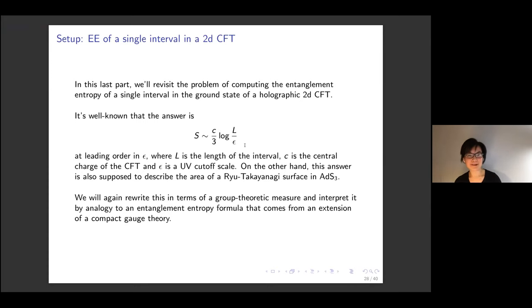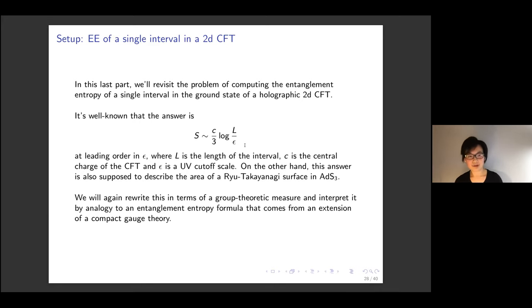So in this last part, I want to revisit this familiar problem of computing the entanglement entropy of a single interval in the ground state of a holographic 2D CFT. Now the answer is well known. It's this famous c over 3 log L over epsilon at leading order in epsilon, where L is the length of the interval, c is the central charge of the CFT, and epsilon is the UV cutoff scale. On the other hand, this answer is also supposed to describe the area of some RT surface in AdS3, and it's really the interpretation of that area term that I'd like to understand.